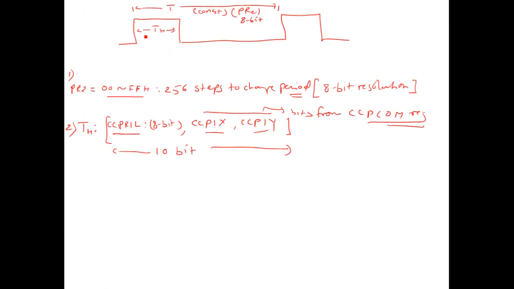And therefore it is possible then to vary this particular T high time with 10-bit resolution. So this allows 10-bit resolution for TH adjustment. 10-bit resolution means you are able to change TH in 1024 steps between its minimum value to maximum value. Is it clear?